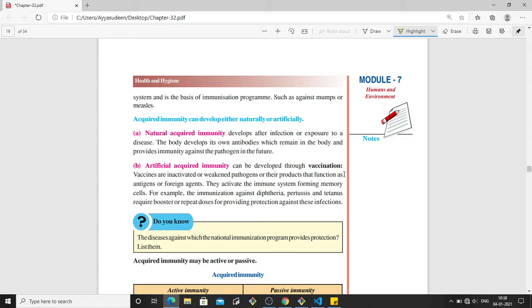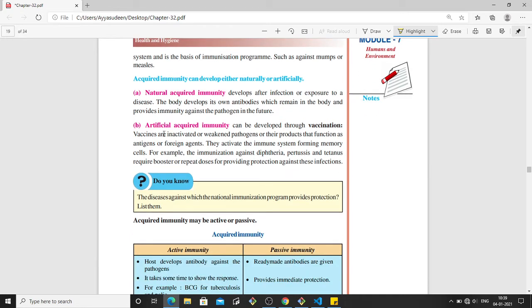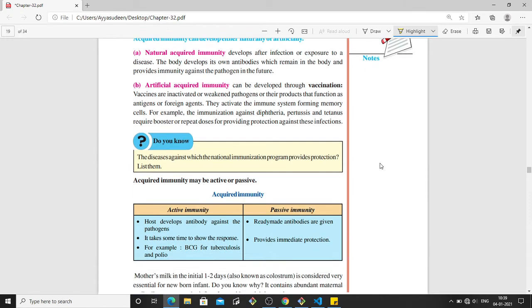Okay, so now if the regular pathogen comes into contact with the body, it will produce the antibodies because of vaccination. The immune cells remember how the antigen looks, so they produce the proper cells and destroy the pathogen. Okay, that is the artificially acquired immunity, that is vaccination.